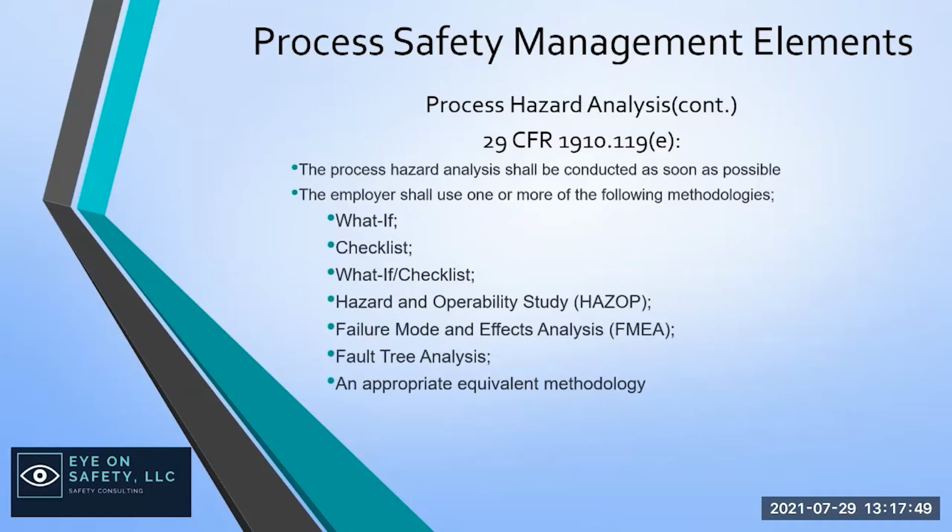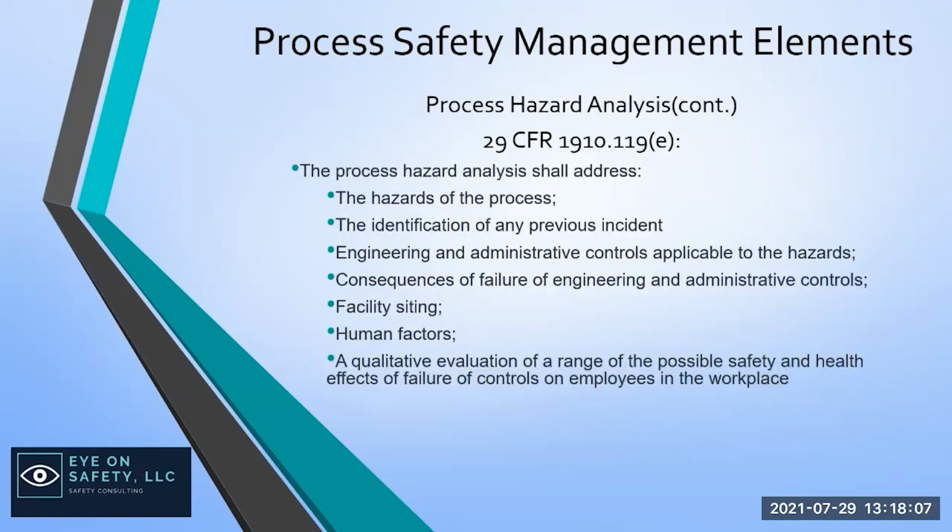You can use a combination, the what-if checklist, and basically you're asking the question, what if this happens? What do we do? What if this happens? So that one's pretty self-explanatory as well. At the same time, when they talk about the different methodologies, you also have to address these points here. What are the hazards? Have you had any previous incidents within that process? What are the consequences if something fails? Your engineering controls, your admin controls, human factors.